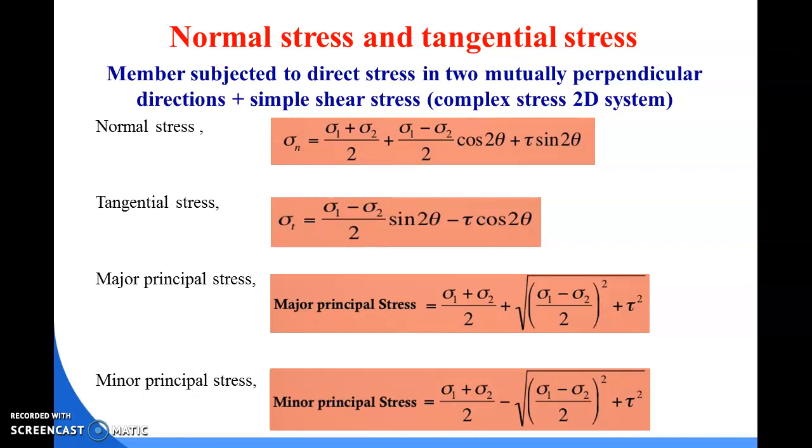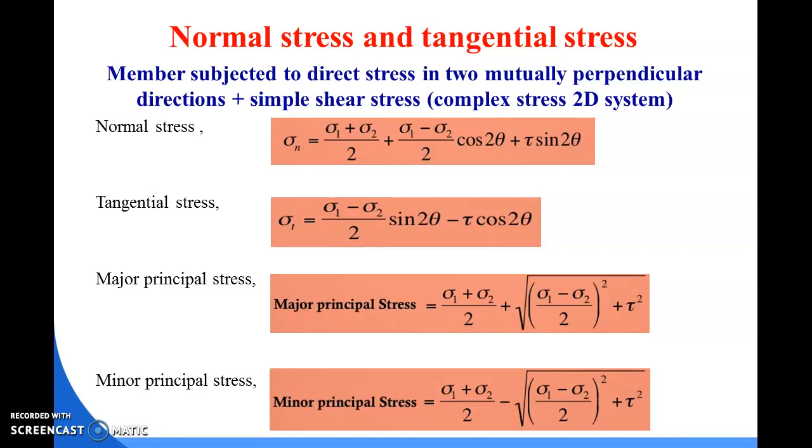In the previous class we studied how to calculate the normal stress, tangential stress, major principal stress and minor principal stress in a member subjected to direct stress in two mutually perpendicular directions with a simple shear stress, which is also known as a complex stress 2D system.